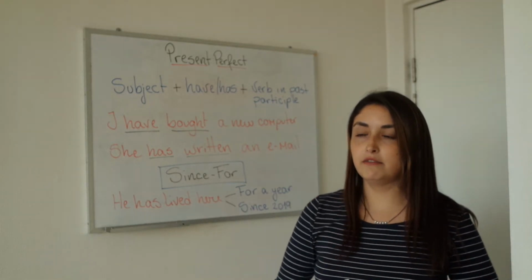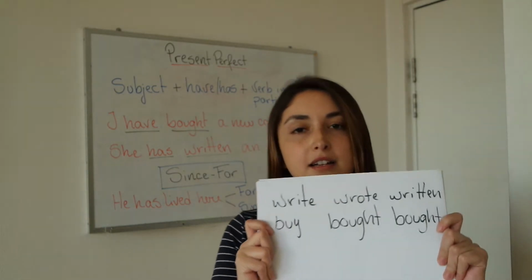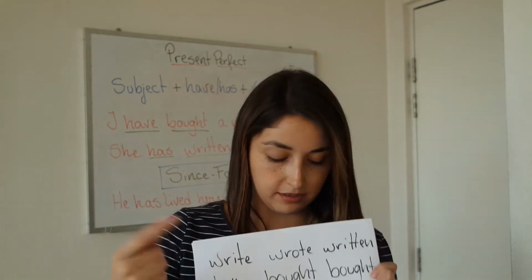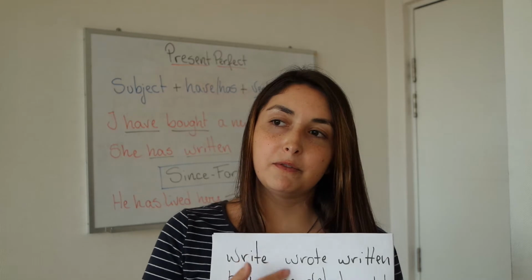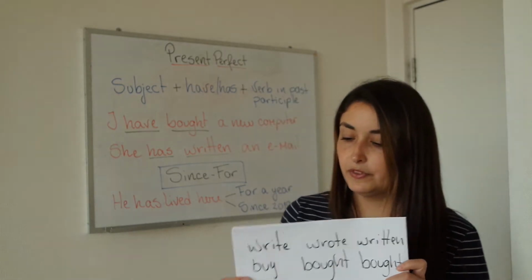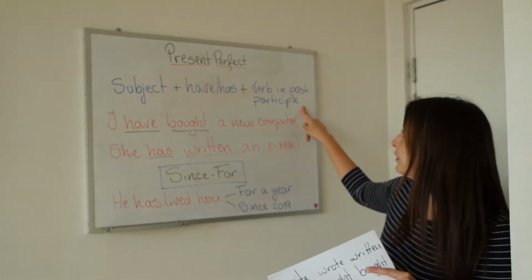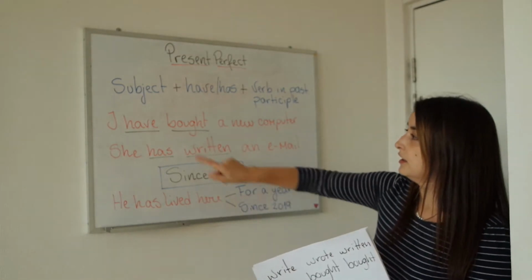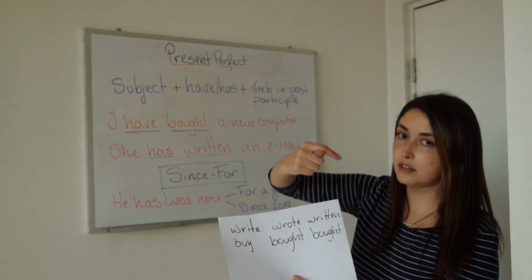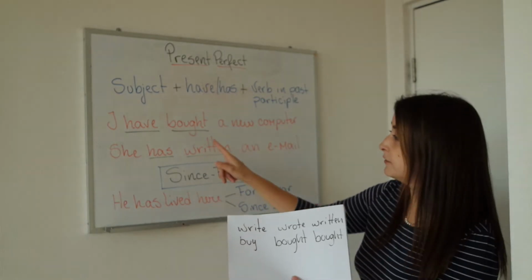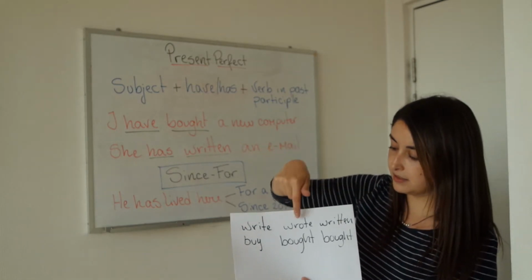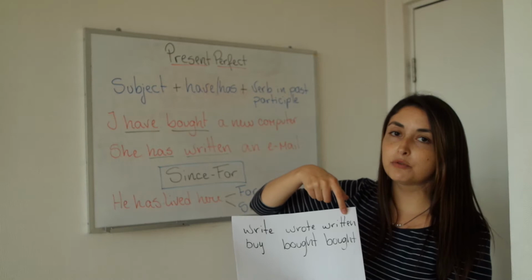Si no se acuerdan cuál es el verbo en pasado participio, recuerden la lista. La lista de verbos trae 3 columnas. The first one is the verb in present. The second one is the verb in past simple. And the third one, past participle. Okay? We are going to use always the verb in past participle. Like here, I have bought a new computer. In this case, the verb in past and the verb in past participle are the same, but not always is going to be like that. For example, she has written an email. Okay, past simple is wrote, past participle is written.